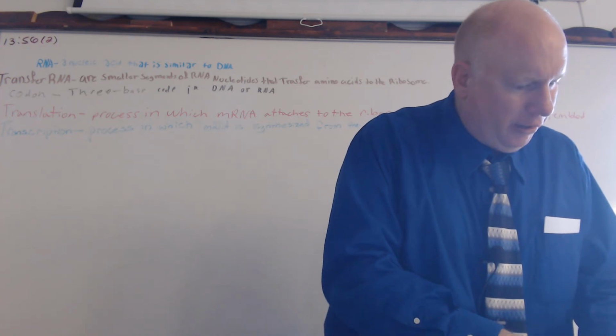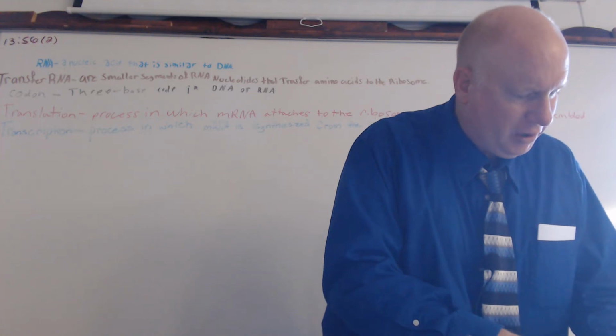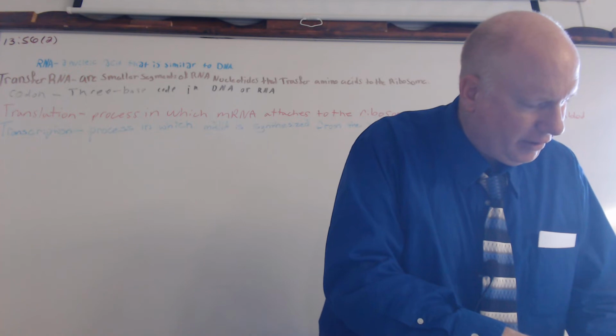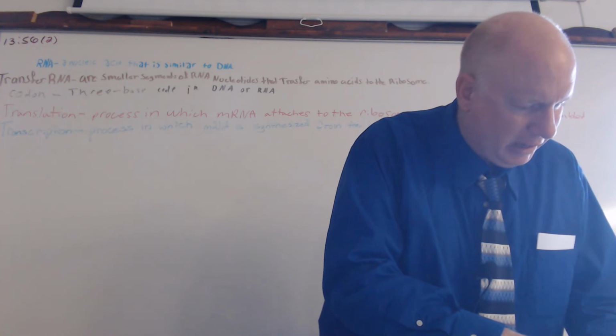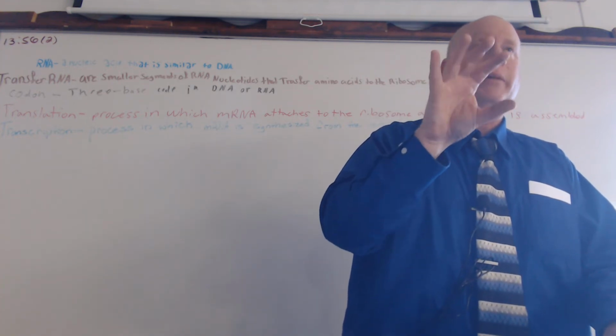Single-stranded. Three major types of RNA are found in living cells. Messenger RNA, or mRNA, molecules are long strands of RNA nucleotides that are formed complementary to one strand of DNA. Okay? The process is very, very similar.